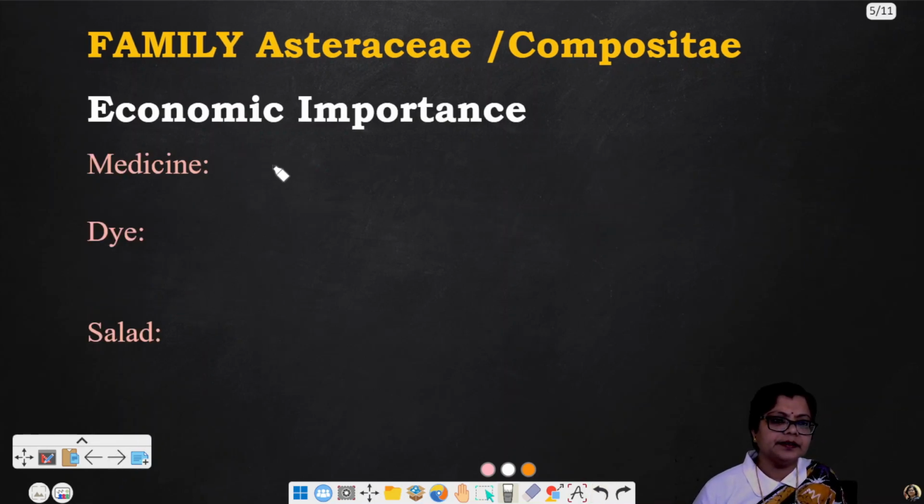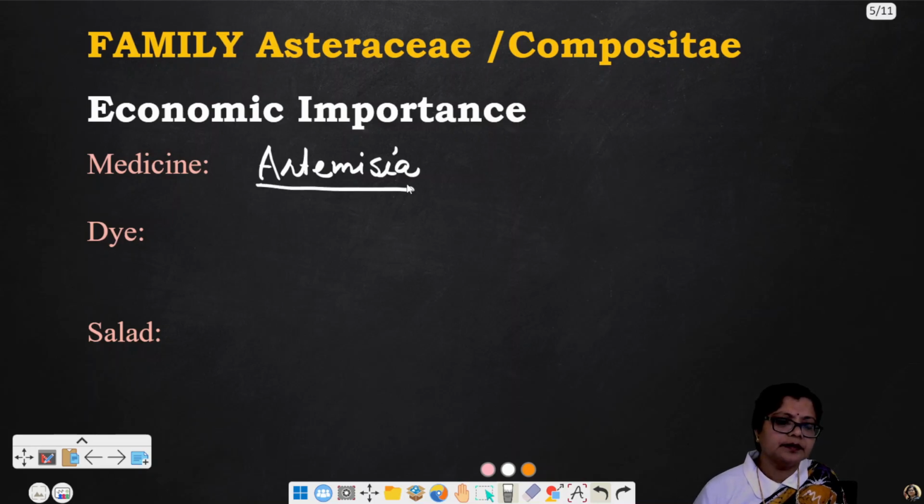Then the medicine, Artemisia. Artemisia is used for fever, chill, malaria, okay.